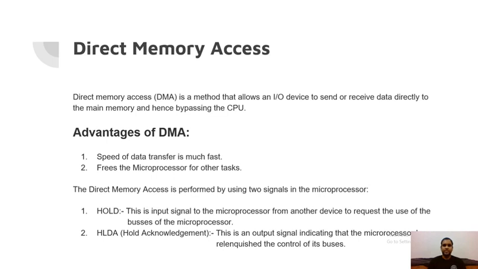The direct memory access is performed by using two signals in the microprocessor. First, HOLD, and second, HLDA. HOLD is the input signal to the microprocessor from another device to request the use of buses of the microprocessor. HLDA is hold acknowledgement signal. This is an output signal indicating that the microprocessor has relinquished the control of its buses.